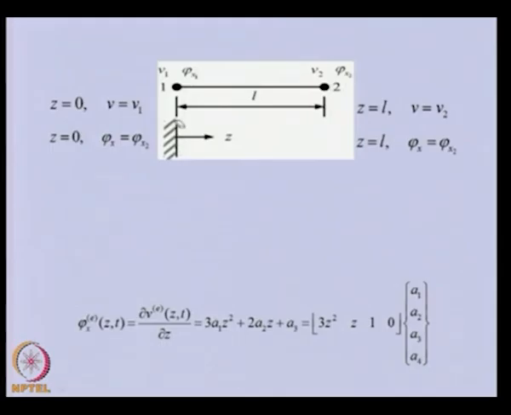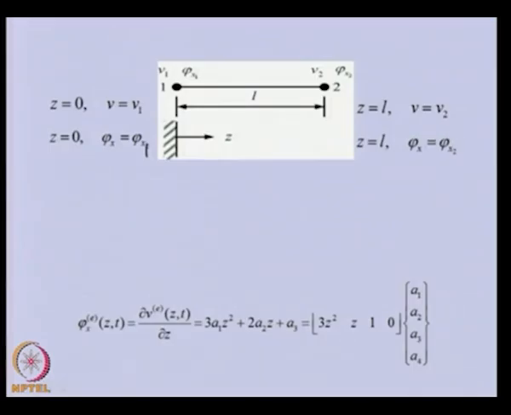For the boundary conditions, considering this as a local coordinate system z, the origin is here, and this end is z equal to L. At z equal to 0, the translational displacement is v1 and the slope is phi x1. Similarly, here at z equal to L, we have the translational displacement v2 and the slope is phi x2.